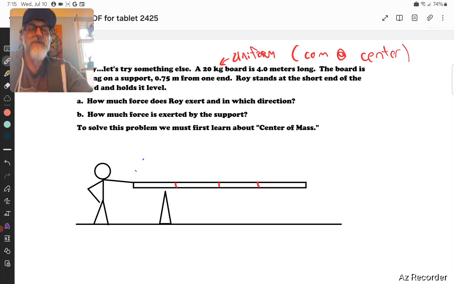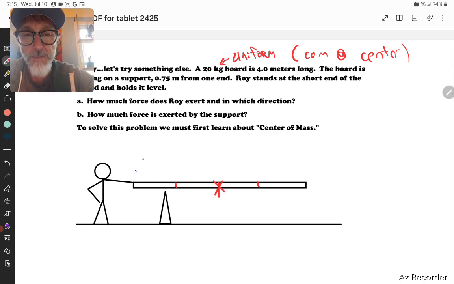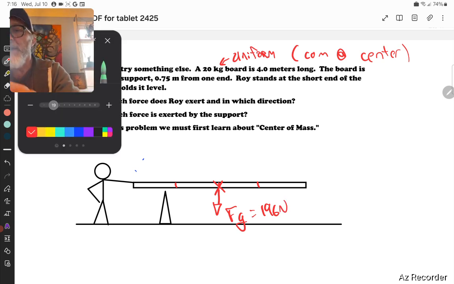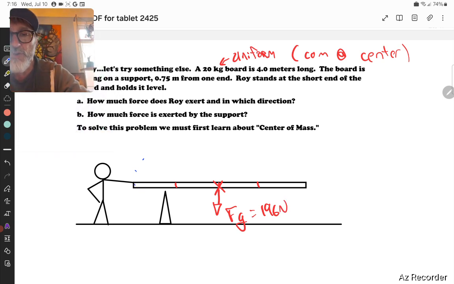All right, cool. So 20 kilogram board, 4 meters long, it's uniform. Boom, my center of mass goes right at the middle. That means my force of gravity goes right at the middle. 20 times 9.8, I think we did this before, is 196 newtons, all right? And then the other force that we've got is the force of Roy pushing down over here, right?